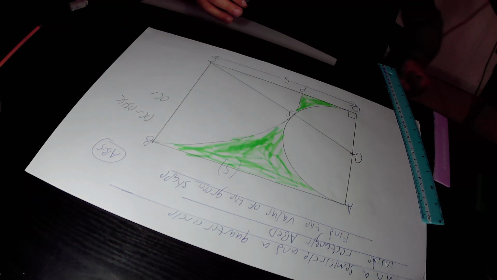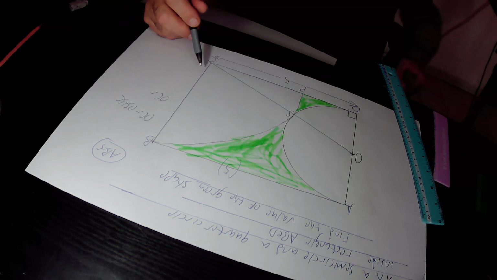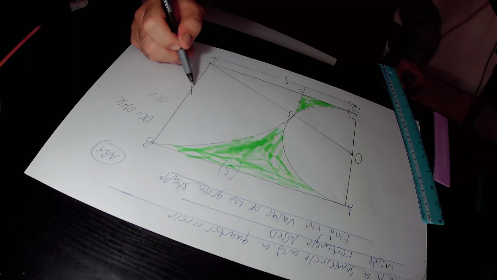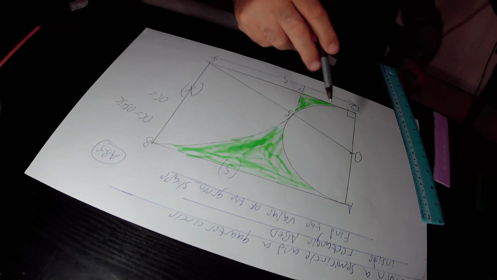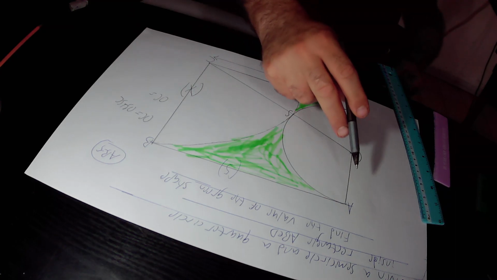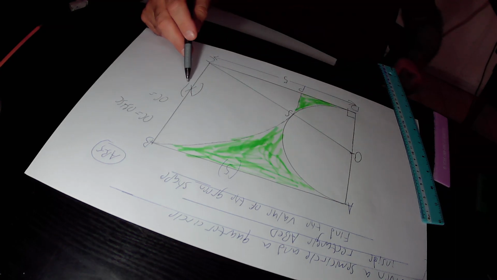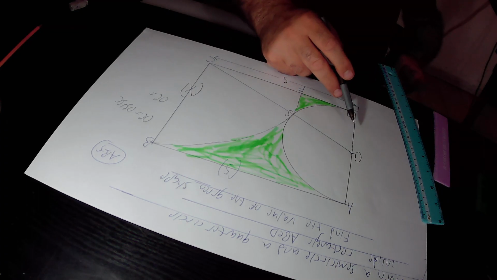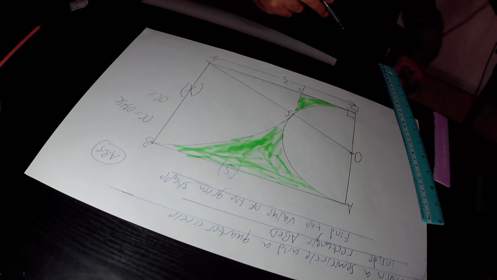Actually, we know that BC is the radius of the quarter circle. So we define the radius of this quarter circle BC as x. So in rectangle ABCD, side BC must be equal to the opposite side AD. But BC is x, therefore AD must also be equal to x units in its length.